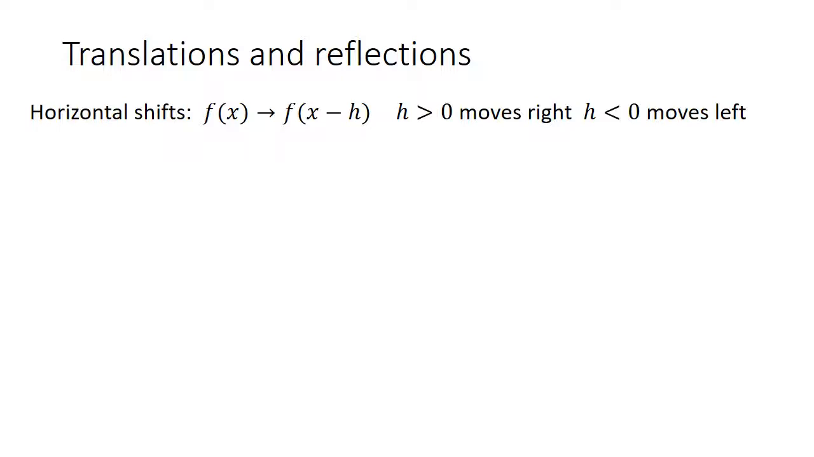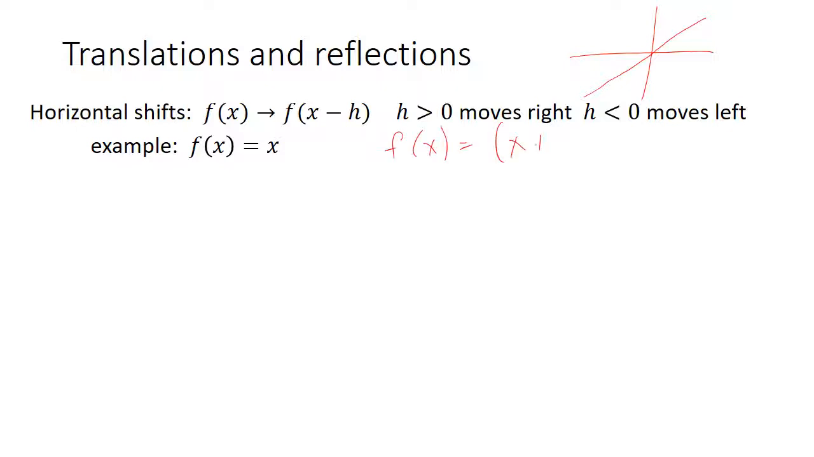So for example, the equation f of x equals x, all of these I'm going to use the parent function, it goes straight through the origin, right? So if we wanted it to move, we would do f of x equals x plus 2, and that would move it 2 places to the left because it is a positive 2. So instead of going through 0, 0, it would go right here.